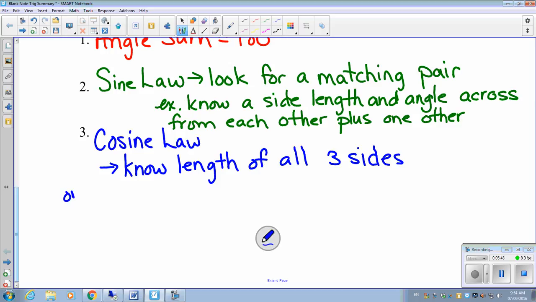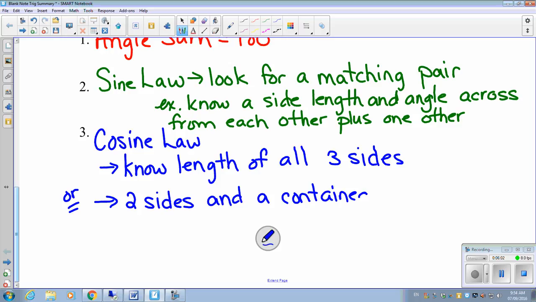Or if you know the length of two sides and a contained angle. That means an angle that is between the two sides.